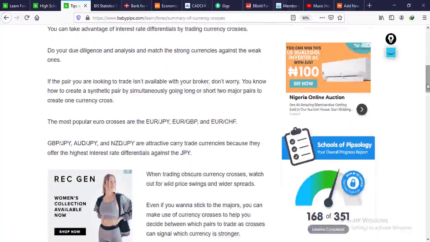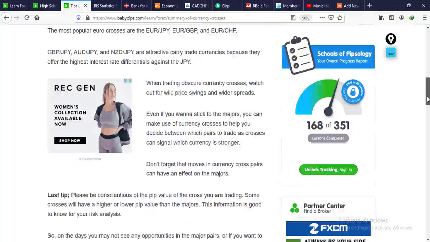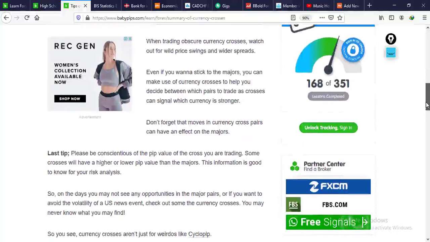If the pair you are looking to trade isn't available with your broker, don't worry. You know how to create a synthetic pair by simultaneously going long or short two major pairs to create one currency cross. The most popular Euro crosses are the EUR/JPY, EUR/GBP, and the EUR/CHF. The GBP/JPY, AUD/JPY, and NZD/JPY are attractive carry trade currencies because they offer the highest interest rate differentials against the JPY. When trading obscure currency crosses, watch out for wide price swings and wider spreads.